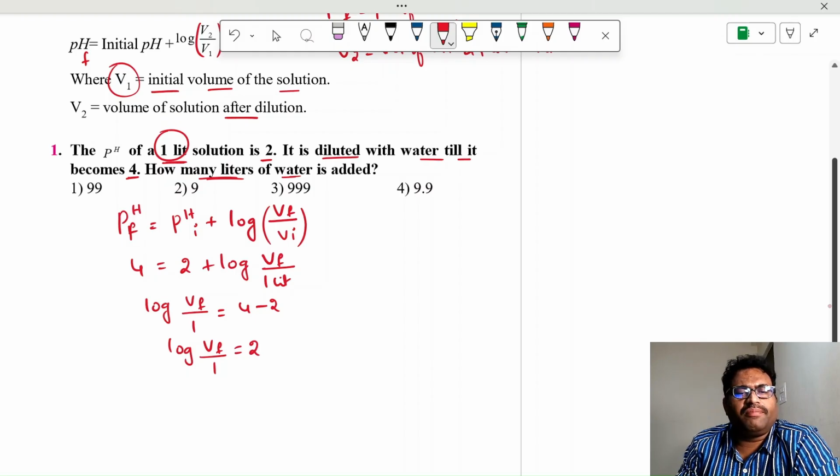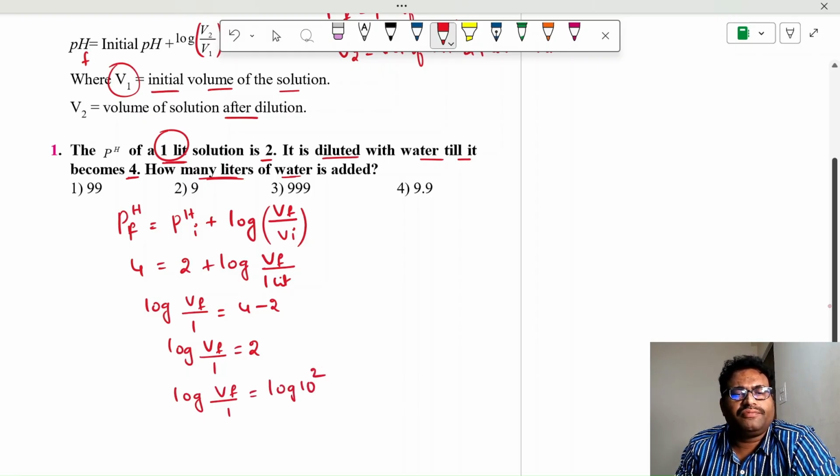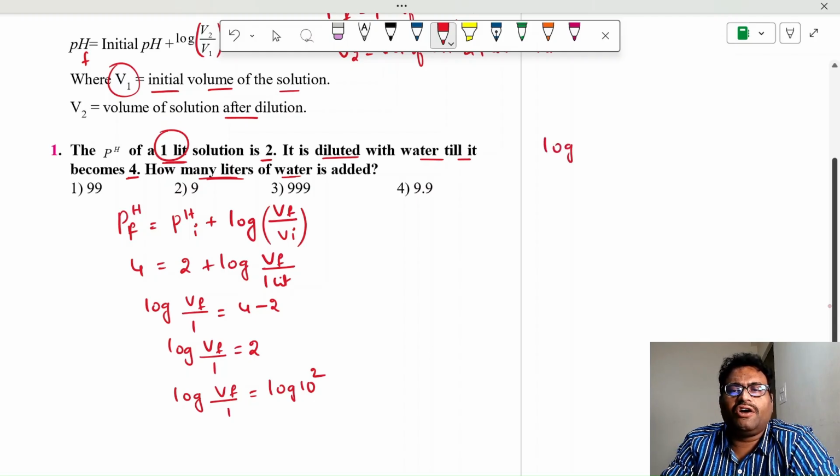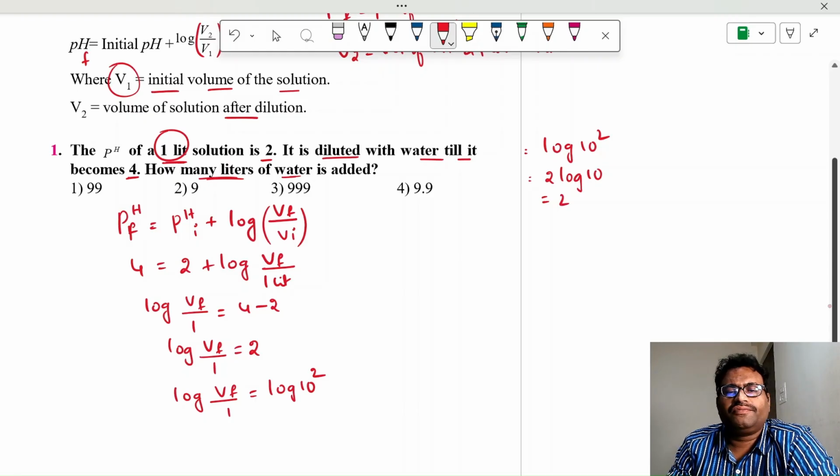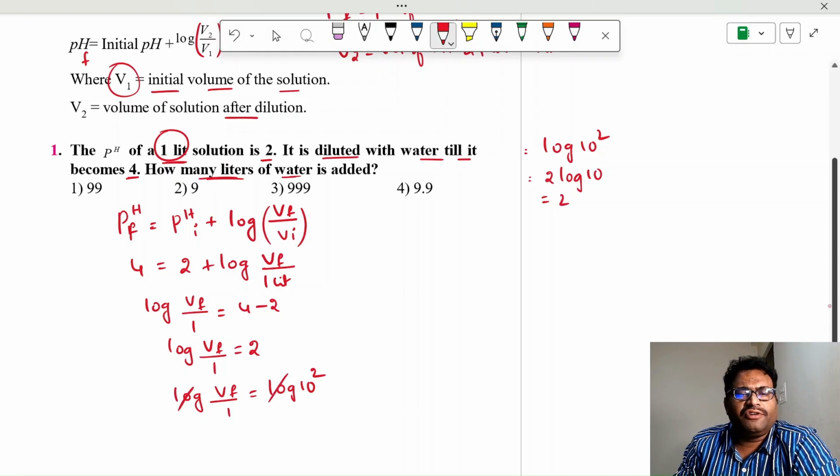Right. So what will be V final? I can write log V final by 1 is equal to 2, and 2 can be written as log 10 power 2. Log 10 power 2 can be written as 2 log 10, that is equal to 2. So the logs cancel. V final by 1 liter is equal to 10 power 2.